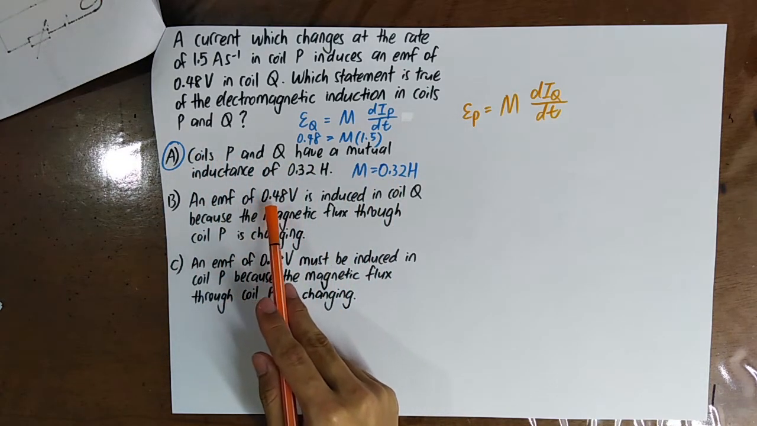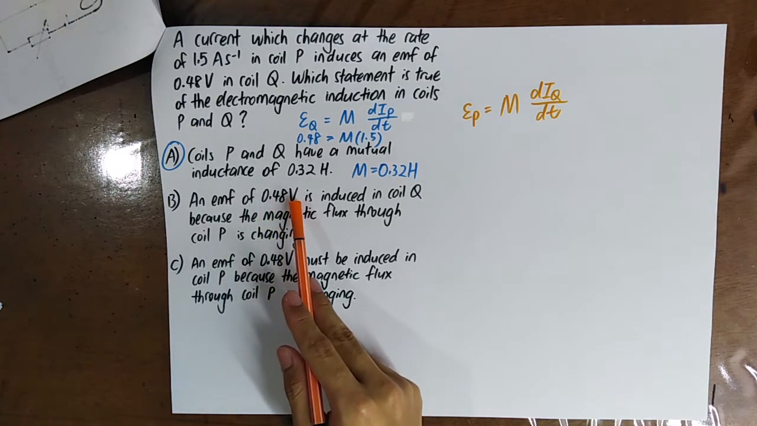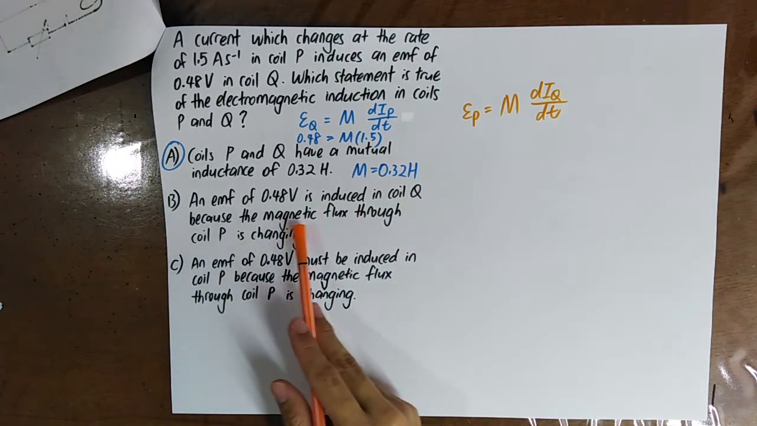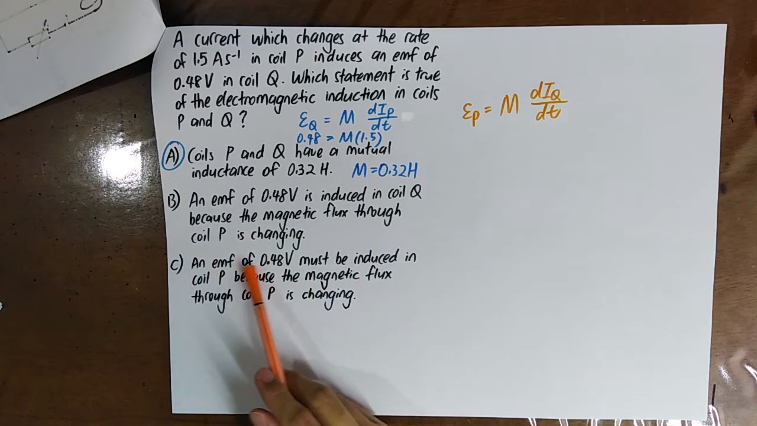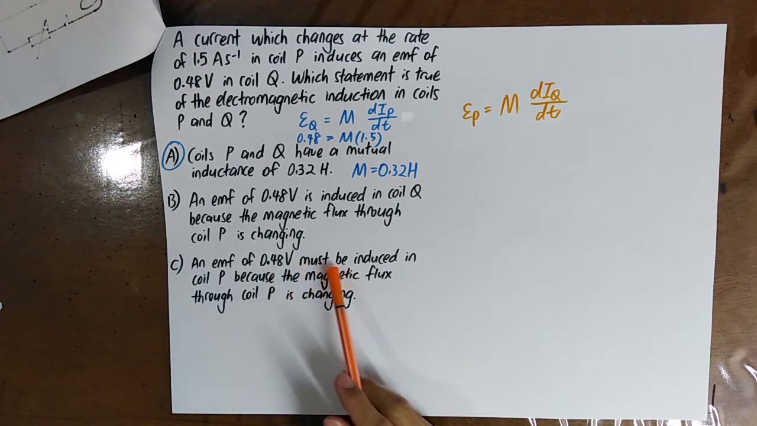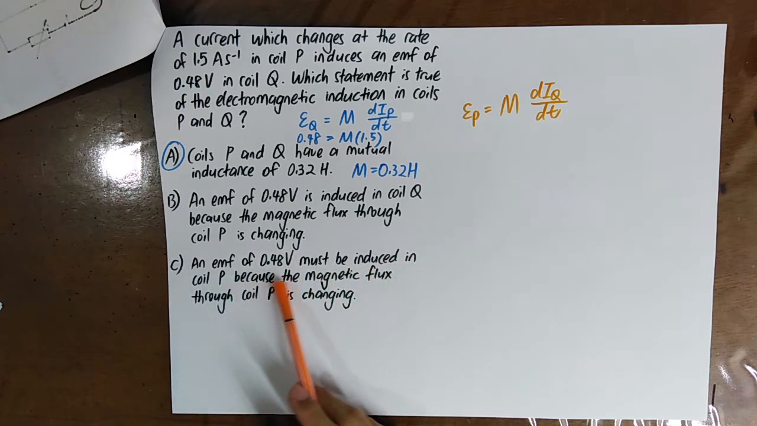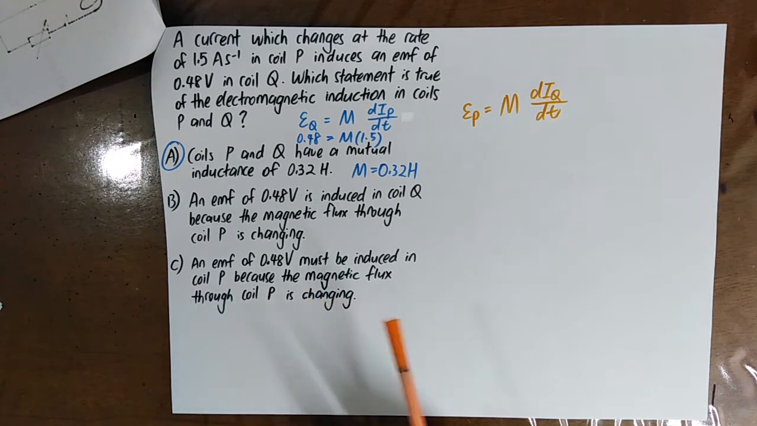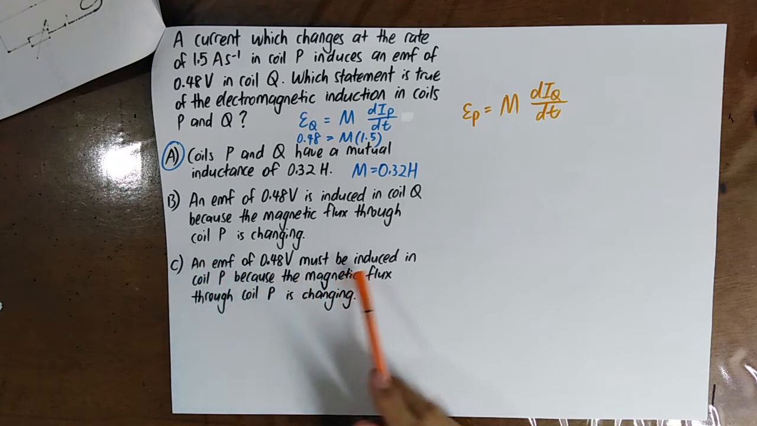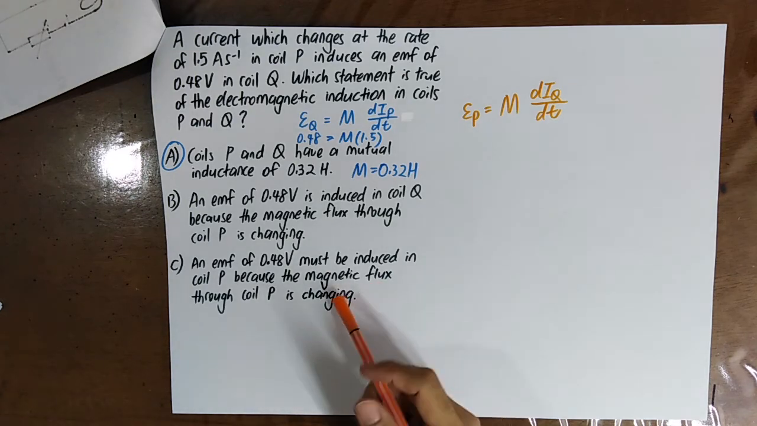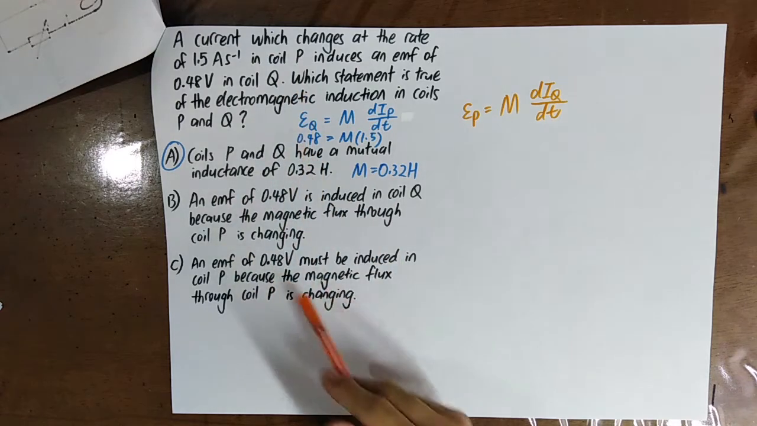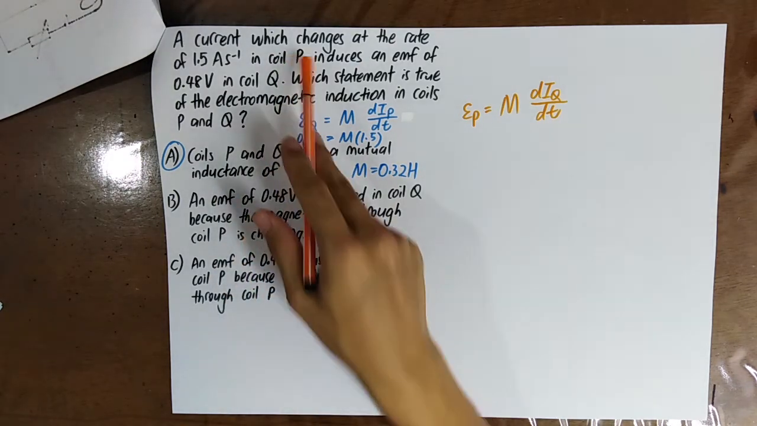An EMF of 0.48 volt is induced in coil Q because the magnetic flux through coil Q is changing. An EMF of 0.48 V must be induced in coil P because the magnetic flux through coil P is changing. No, the answer is, I know that there will be some EMF induced in coil P itself because coil P itself should have a self-inductance. But I don't know the value of the self-inductance in coil P, so I never know the back EMF in coil P itself.